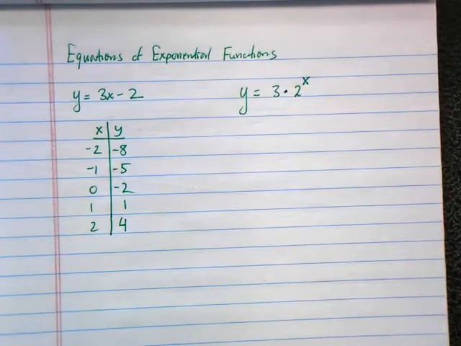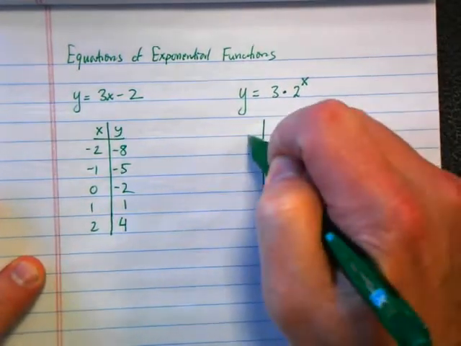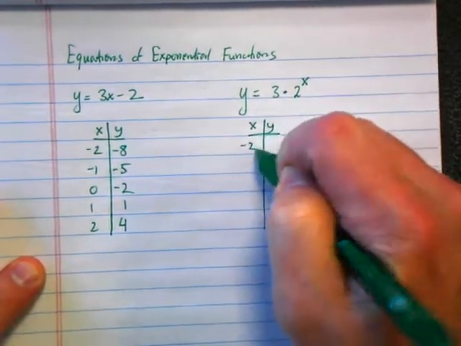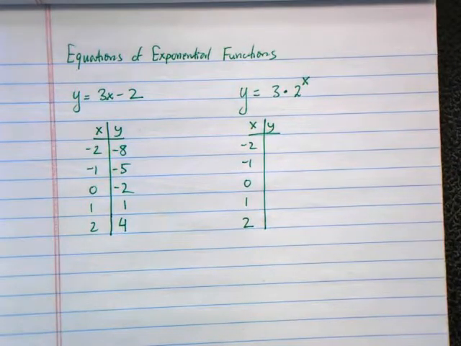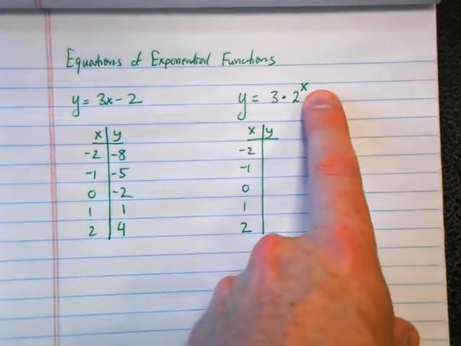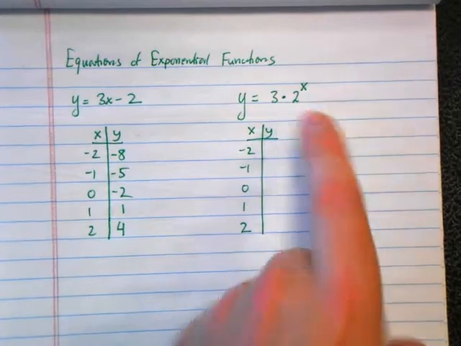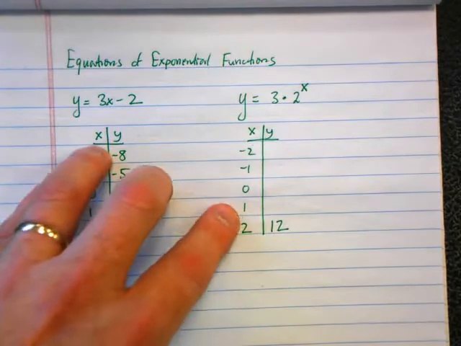Y equals 3 times 2 to the x. Why is that an exponential function? Because the exponent's up in the variable. What if I make a table on this one? -2, -1, 0, 1, and 2. I'm going to start with the positive numbers at this time because they're easier. I plug 2 in. 2 squared is 4. 4 times 3 is 12.